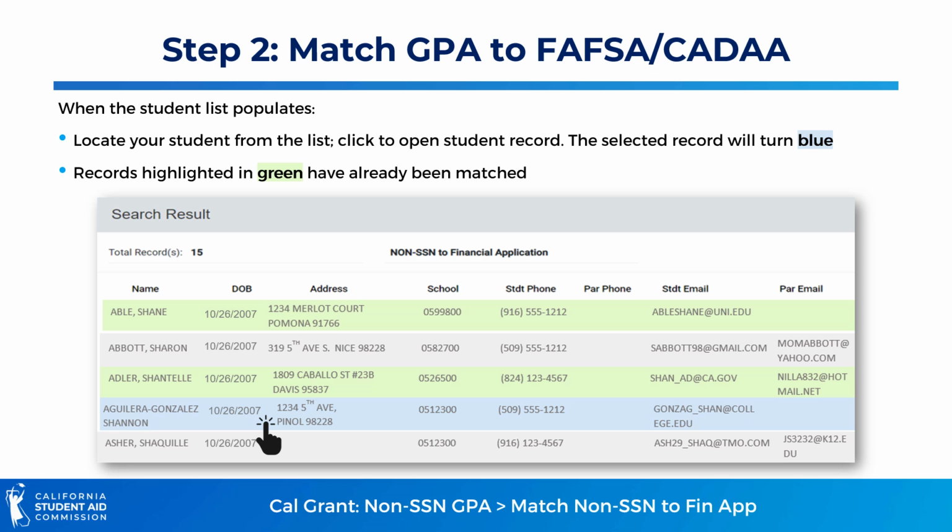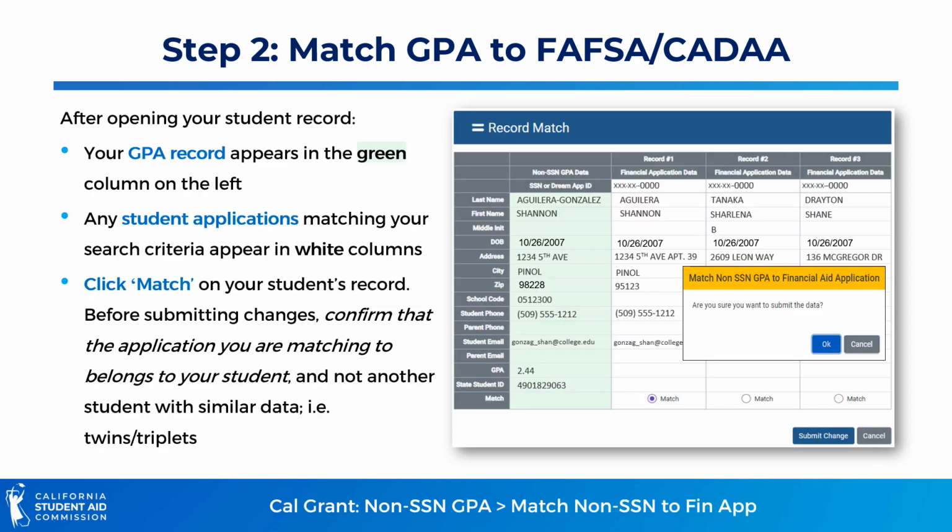The next screen will offer potential matches, also based upon this same search criteria. This record match screen displays your GPA in the green column on the left, and any FAFSA or CADAA records that match your query from your school and other schools will appear in the white columns to the right. Once you have confirmed that the financial aid record being displayed is indeed your student, simply select the Match Radio button followed by Submit Change and then click OK in the pop-up window to submit the data and link the 2 records.